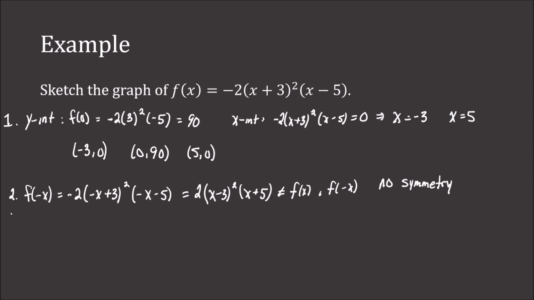Step 3 is to determine the behavior at the x-intercepts. So at the intercept (-3, 0), well, -3 here had a multiplicity of 2, so it just touches. And at (5, 0), it had multiplicity of 1, and so this crosses.